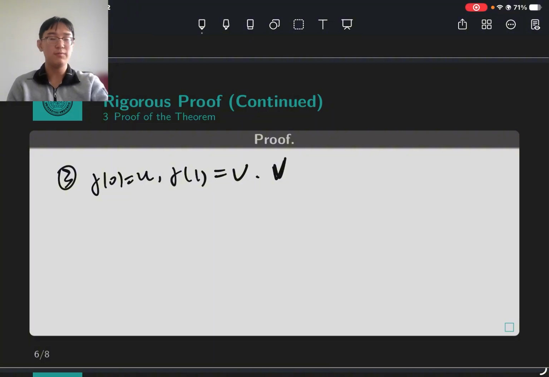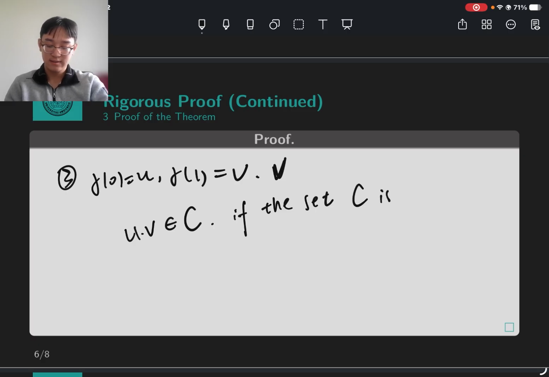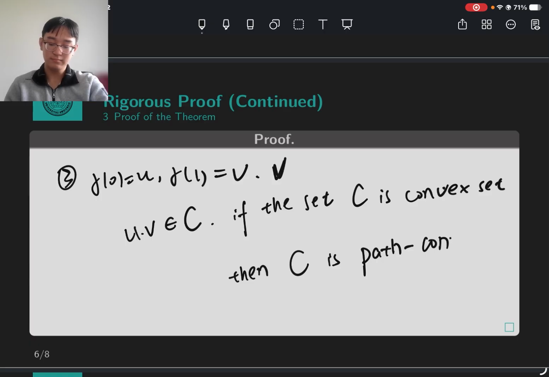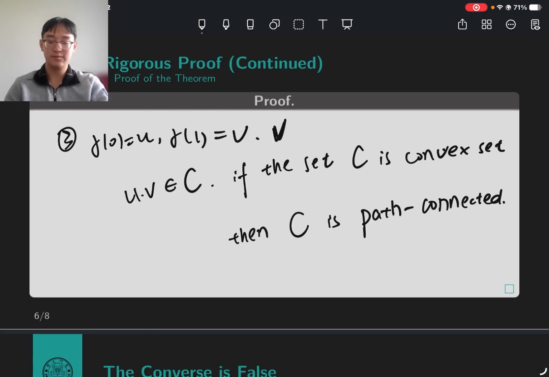That means we can conclude that for points u and v inside C, if the set C is a convex set, then C is path connected. So this is our proof of the whole theorem.